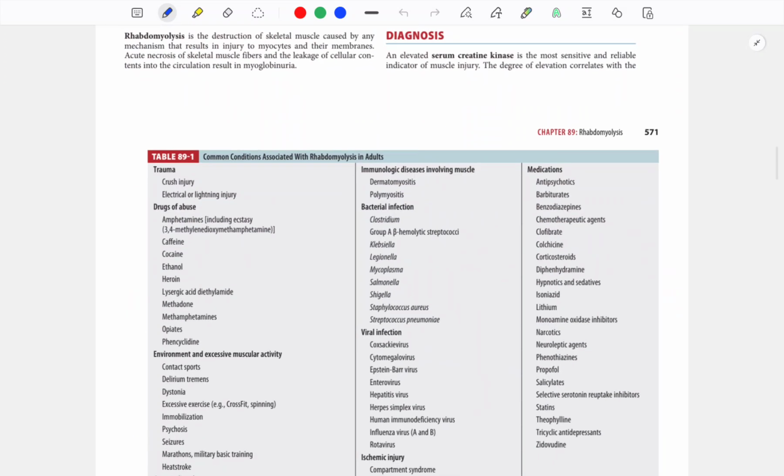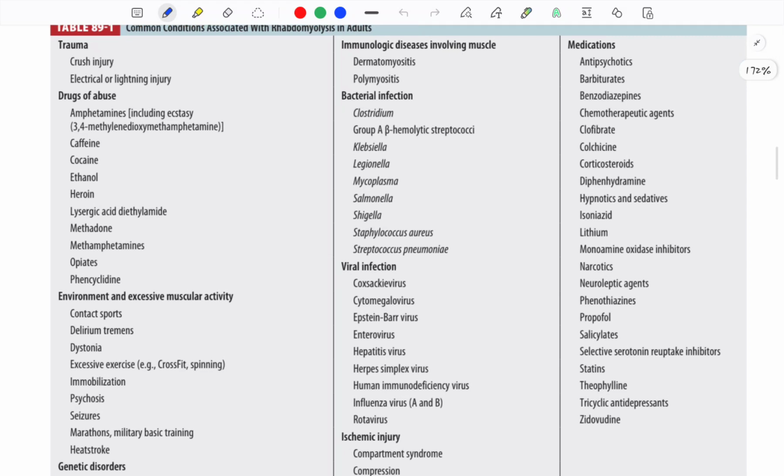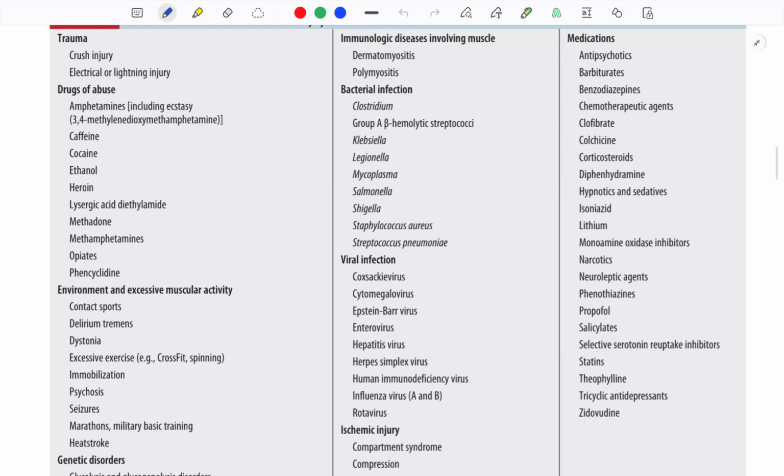So common conditions associated with rhabdomyolysis in adults are trauma, drugs of abuse like your MDMA, ecstasy or caffeine. If you drink excessive caffeine, it's going to result in rhabdomyolysis, so don't do it. Cocaine, ethanol, heroin, LSD, methadone, methamphetamine, opiates, phencyclidine, ketamine, everything that you like causes rhabdomyolysis. Then there is environment, heat, excessive muscular activity, immobilization and seizures.